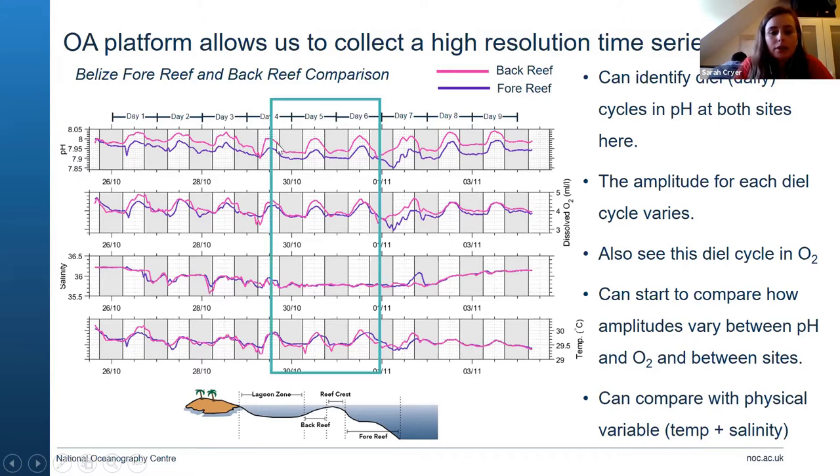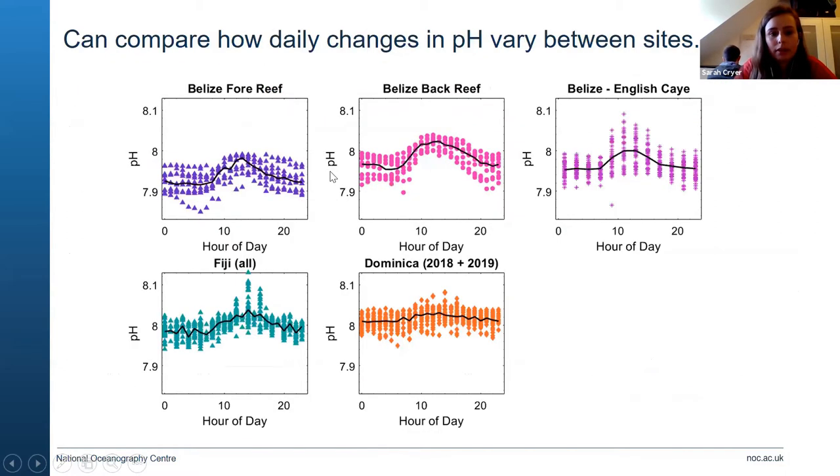And we can start to look at how these different sites or different times compare. When there is very little change in salinity, we see quite a strong cycle in the pH and oxygen, suggesting that the ecosystem is having a strong control on the water chemistry. We can then start to compare the different countries and the different sites with each other.